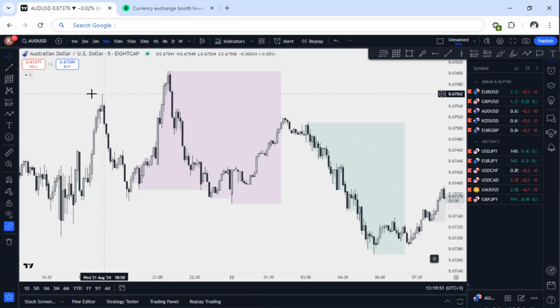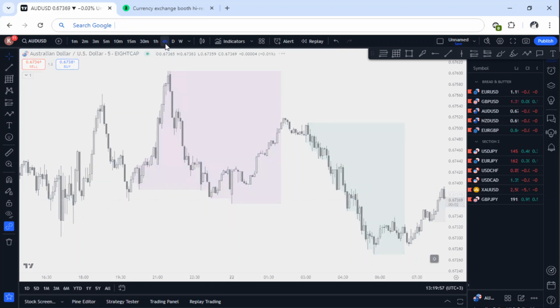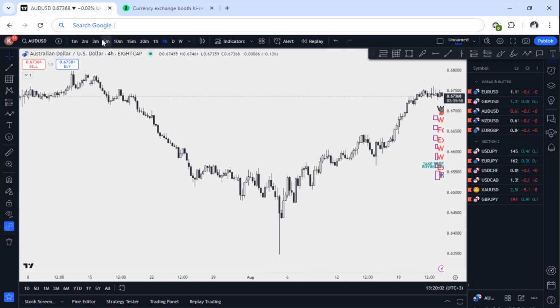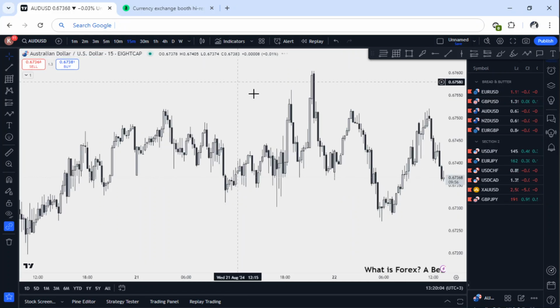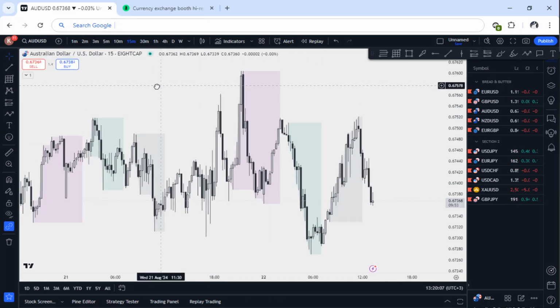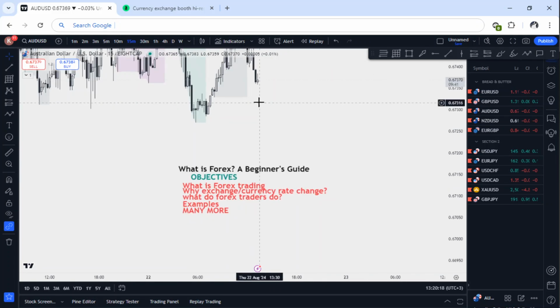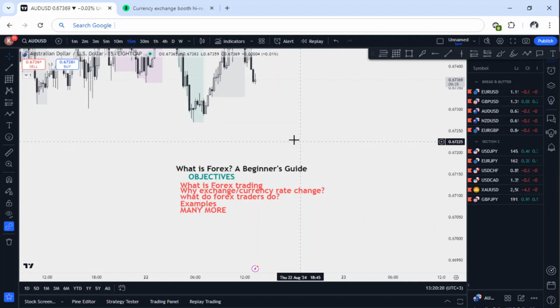Each candle represents a certain time frame, and those time frames are listed here. Like in this case, I'm dealing in the 5 minutes time frame, but I can also deal in 4 hours. This one now represents 4 hours. I can now go back to 15 minutes. Each candle represents 15 minutes, etc. So that is basically how these candles move in that simple manner. From this point henceforth, you can check my other video to know exactly other things about forex.